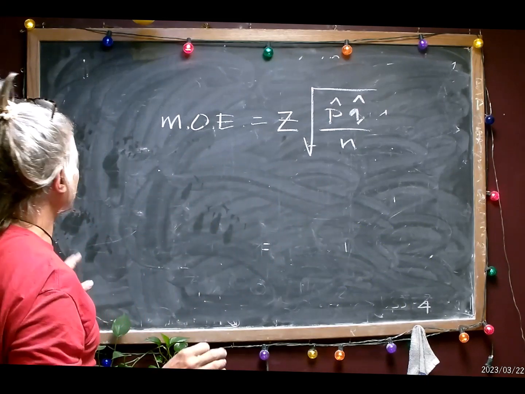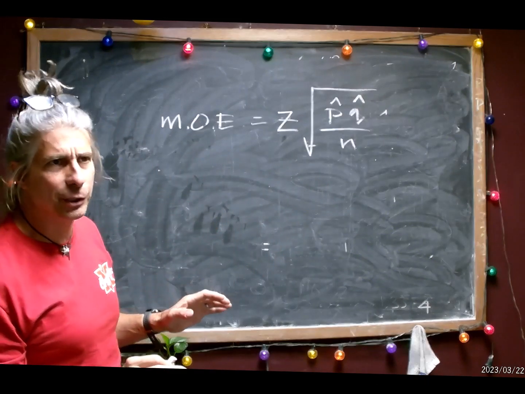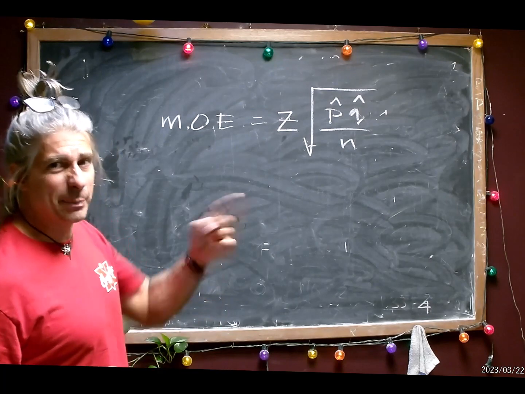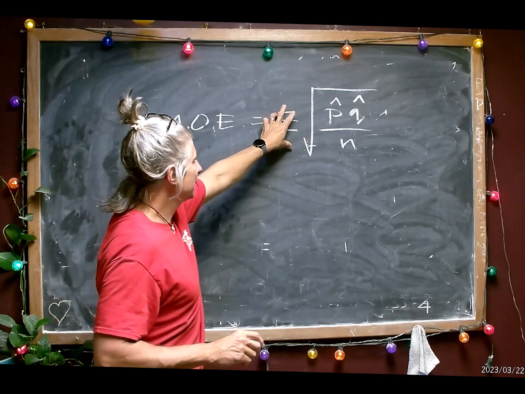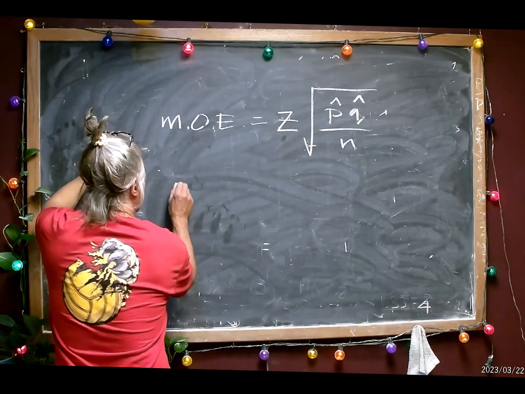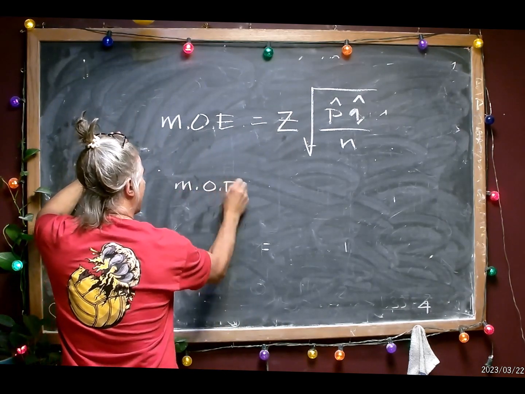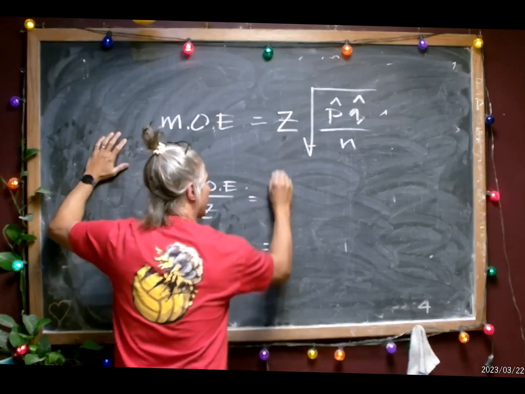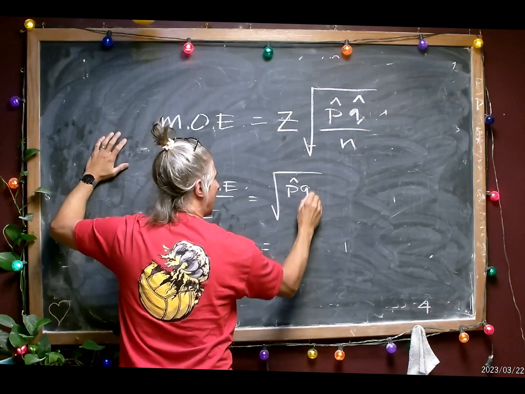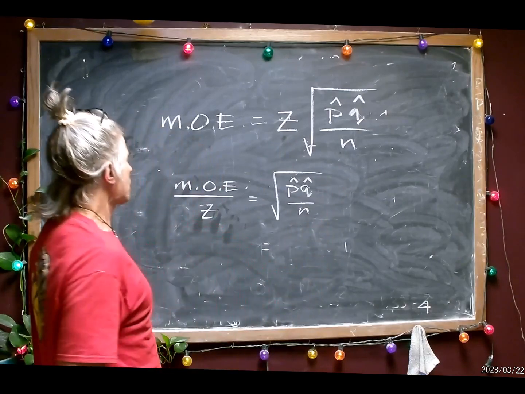Okay. First thing I want to do, a little bit of algebra here. In case you're sick of this, you can just skip to the end. I'm going to divide by z first. What that'll do is it'll put it over here under the margin of error. So it's going to be margin of error divided by z equals that big square root thing here. Square root p hat q hat over n. Okay.